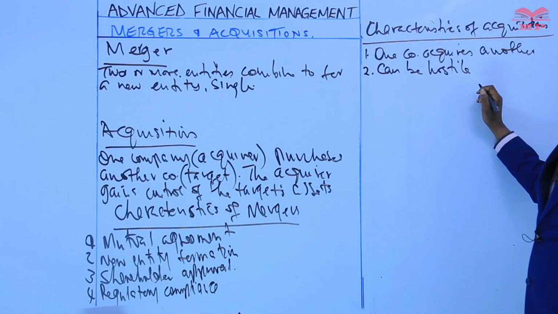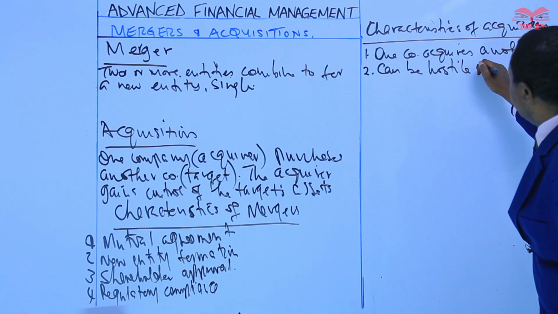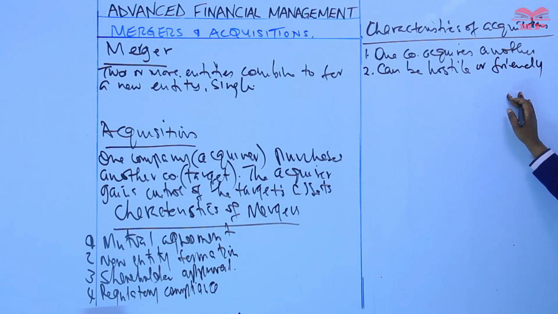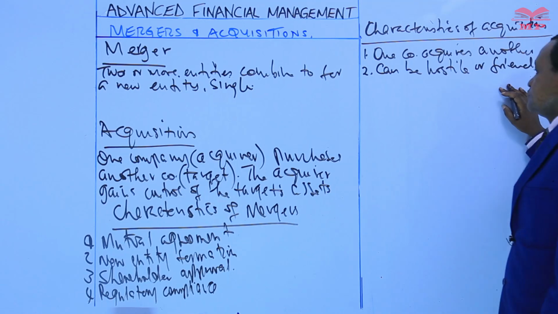Acquisitions can be hostile or friendly. Acquisitions can be friendly, where the target company consents, or hostile, which goes against the target company's wishes.